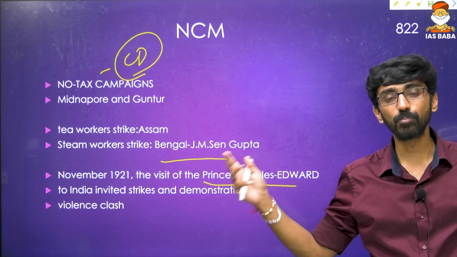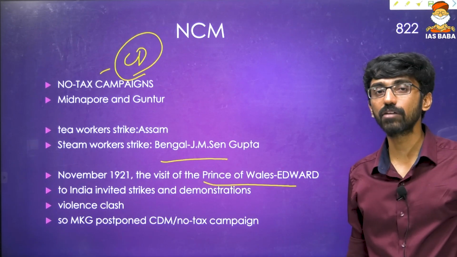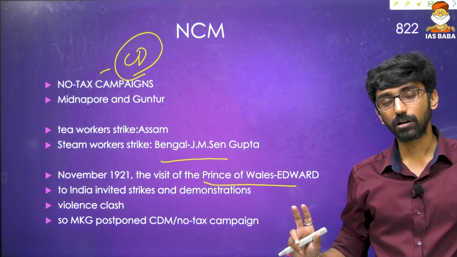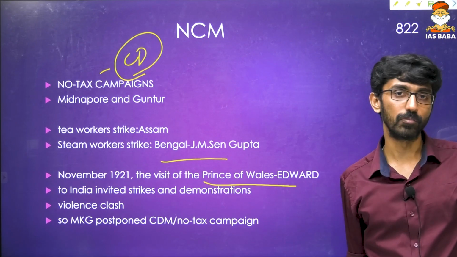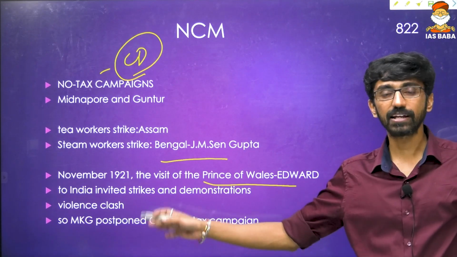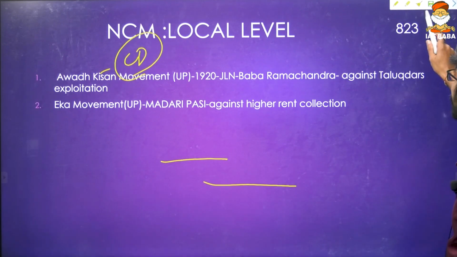That is the reason Gandhiji had to postpone civil disobedience. It was the first violent incident, because Gandhiji's condition in every movement is that you have to remain peaceful. He felt that if the movement is turning violent, he would withdraw it. He wanted to launch civil disobedience, but a violent clash had happened and the atmosphere was violent, so he postponed it. And again, at the local level, some movements happened.